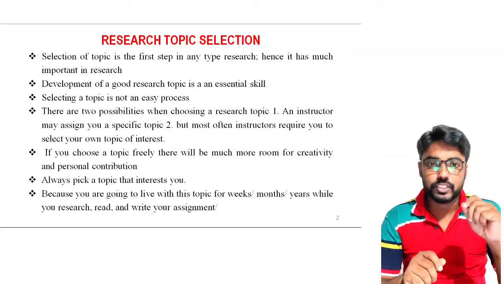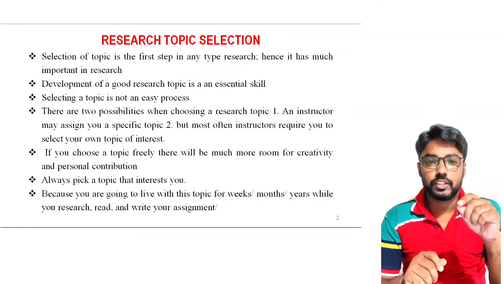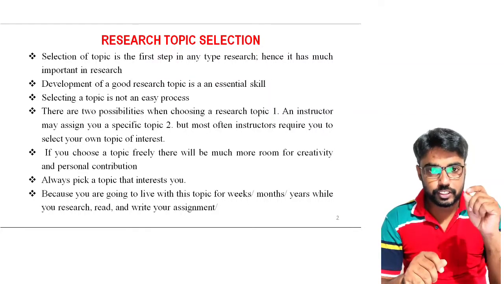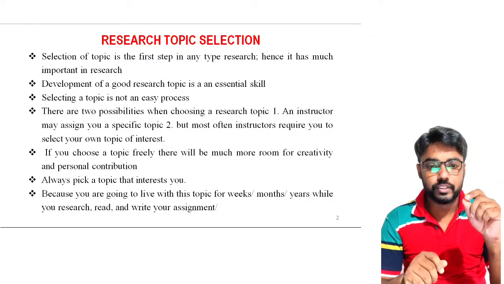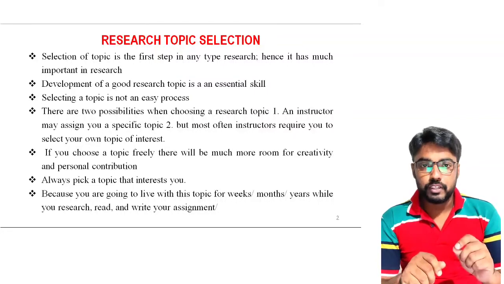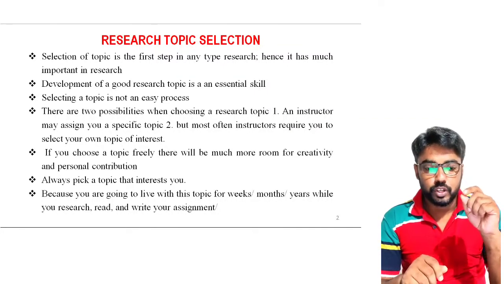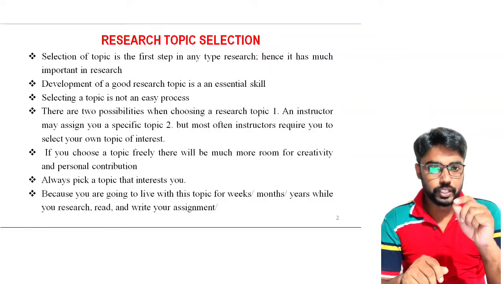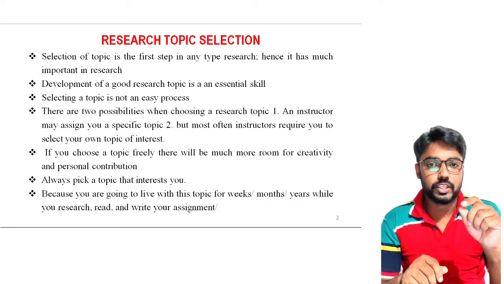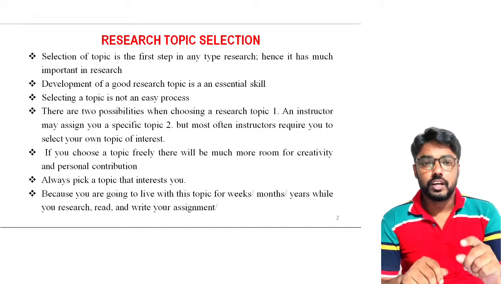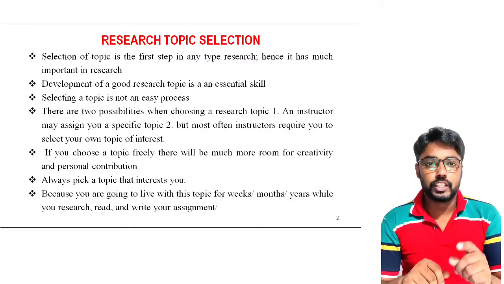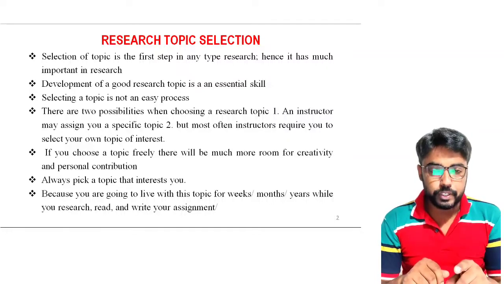If you are doing research, there are two possibilities for choosing a research topic. First, an instructor will suggest a research topic to you, or otherwise you can choose a research topic. Most often these instructors require you to select a topic. That means there are two chances for choosing a research topic. First, your guide or supervisor will give a research topic for you, and otherwise you can select your own topic for the research.